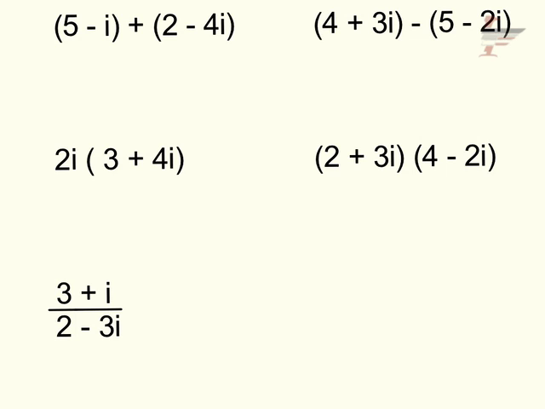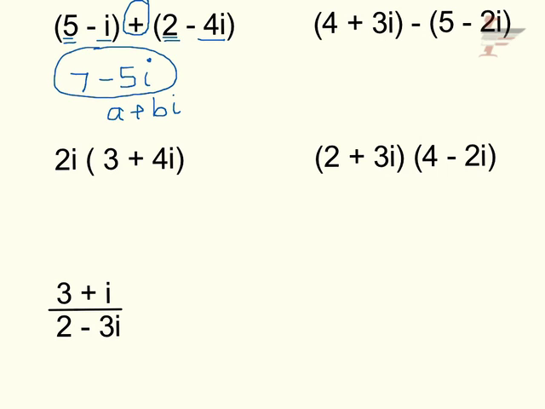Okay, so first one, 5 minus i plus 2 minus 4i, so it's a simple addition problem. Remind yourself you add the real parts, so 5 plus 2 is 7, and then you add the imaginary parts, negative i plus negative 4i would be minus 5i. Make sure it's in standard form, and remind yourself standard form for complex numbers is a plus bi, so the real part first, which is what I got.